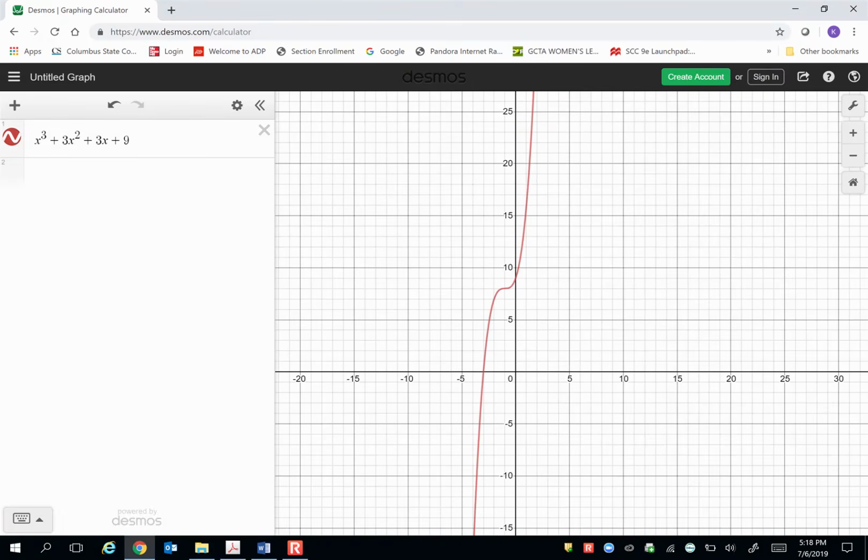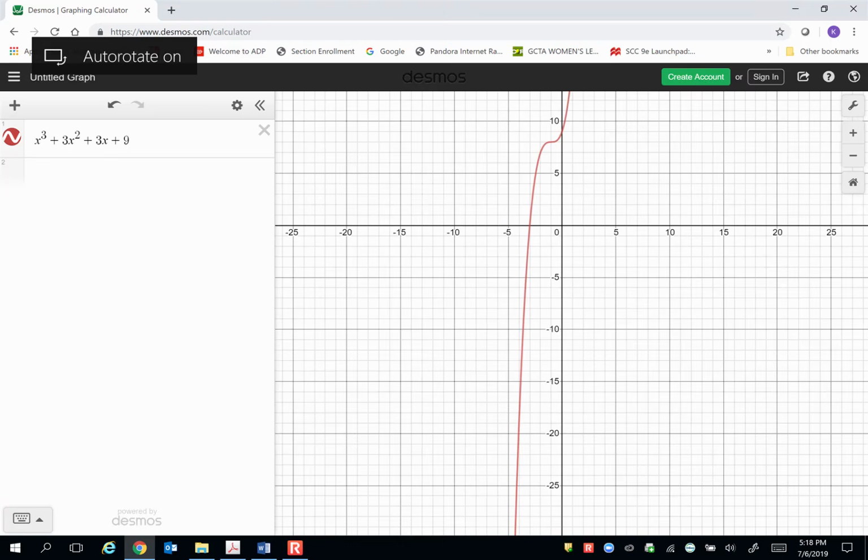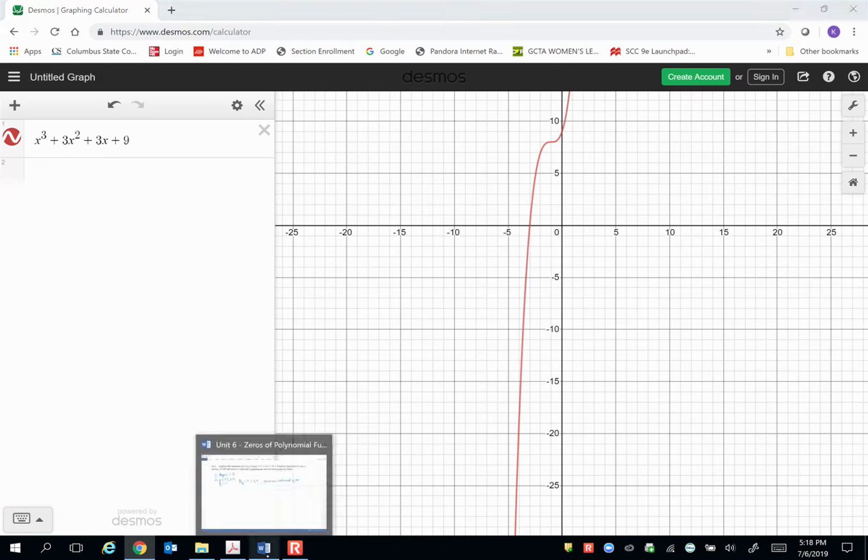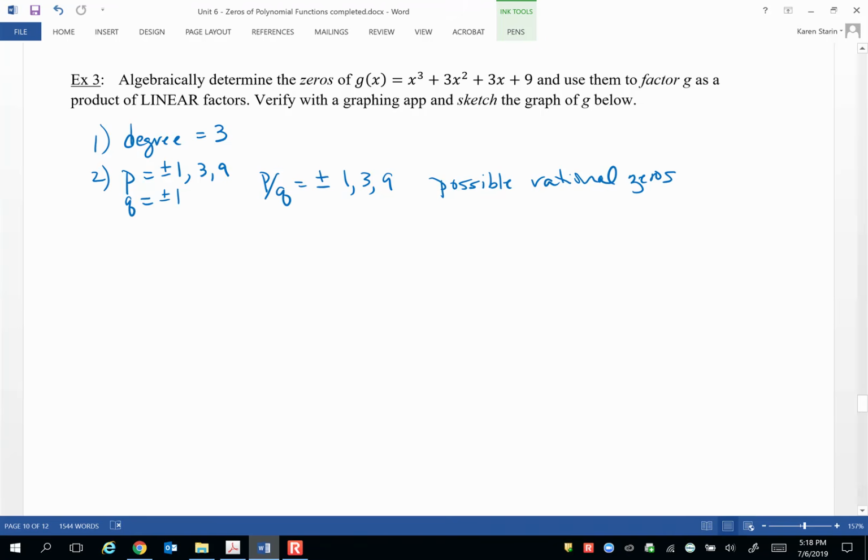So this does look like a cubic S curve, and I can see that it has a y-intercept of 9. That's our constant of 9. And it also looks like we might have a real zero at -3. So I'm confirming with just this graphing utility that I see one real zero at -3. So we'll sketch that on our paper when I get back to it in a moment. So the one real zero I saw from Desmos was -3. That was our one x-intercept.